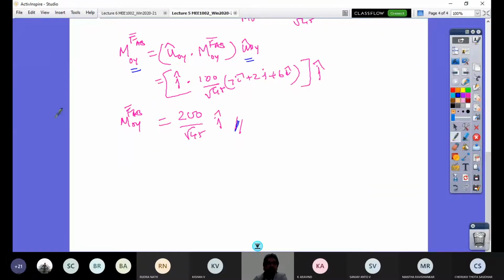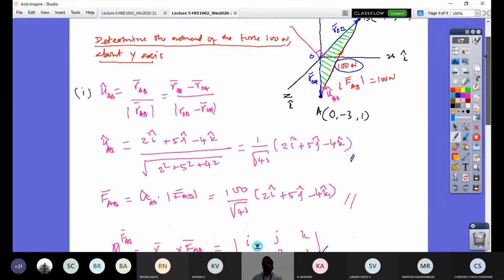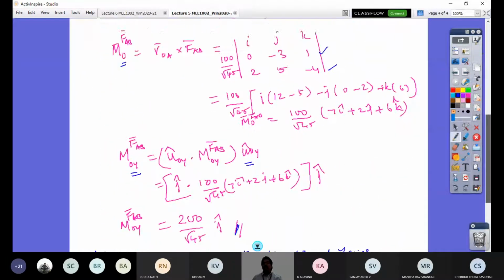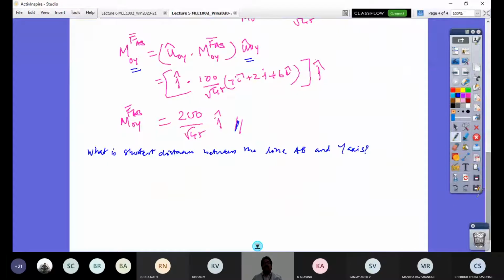The question is, what is the shortest distance between the line AB and the y-axis? That's my question. So how do you find out? Any idea? I'm going to use the same problem and extend that. And how do you find out? Then we will get into today's lecture. Right?